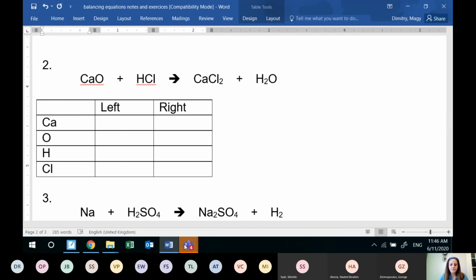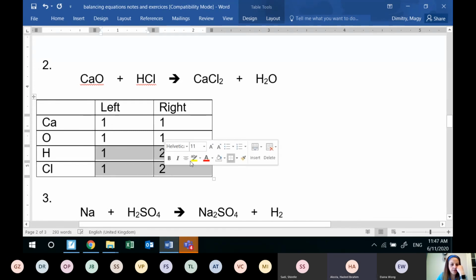Hadil, yeah, can I do it? Yes. Go ahead. So for Ca, it's 1 on the left, and for oxygen, it's also 1, and for hydrogen, it's 1, and for chlorine, it's also 1. And for the right side, Ca is still 1, and O is still 1, and you times H by 2, and it's 2, and for chlorine, it's 1 times 2, and it's 2. Okay.